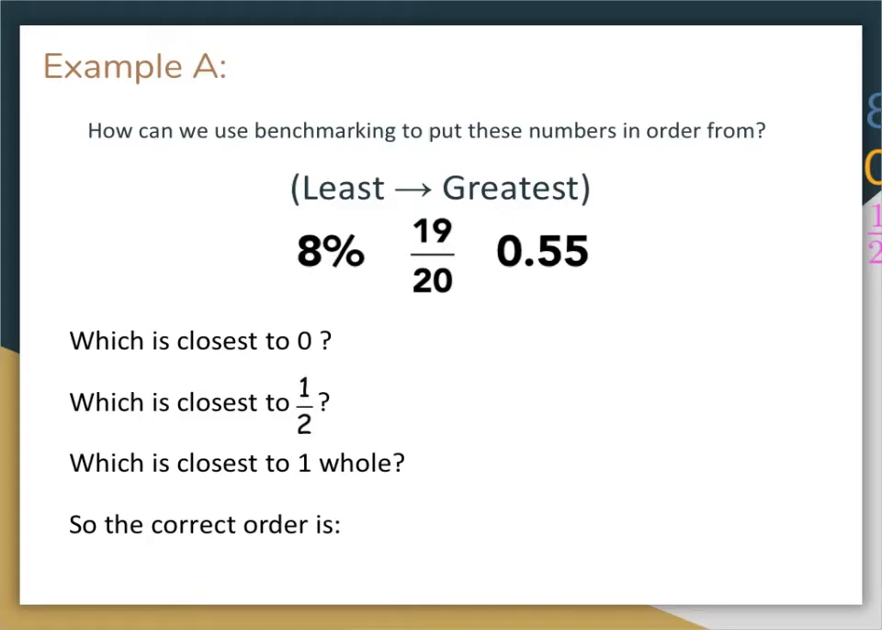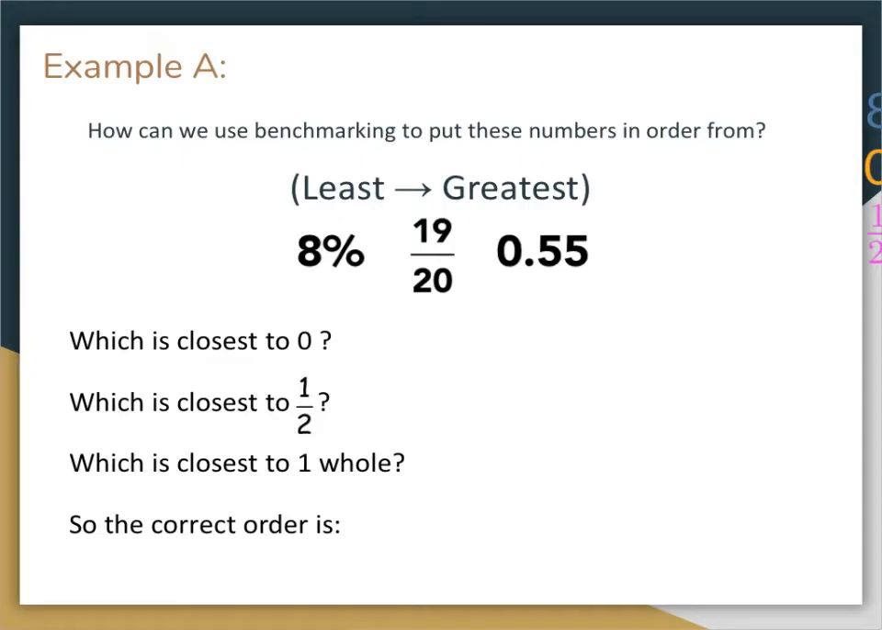I've got 8%, I've got 19/20ths, and I've got 0.55. None of those are the same type of number, so that's going to make it a little complicated. Now, I did learn last class how to convert these all to different numbers, and that might be helpful. But let's see if we can figure it out using a little reasoning and a few questions that we have here to answer.